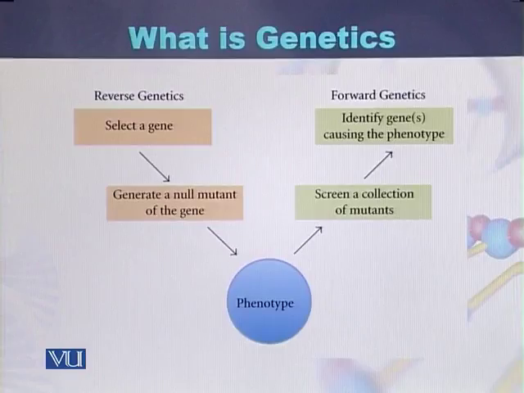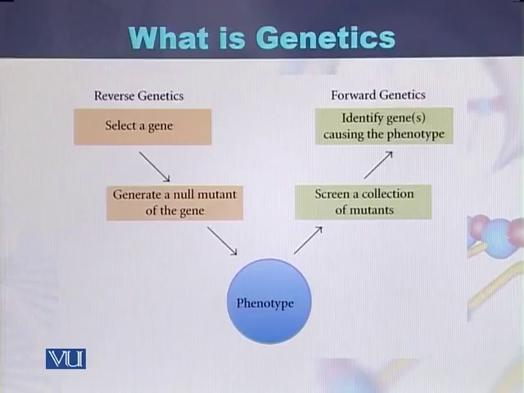Genetics can be studied in two different ways. One way is called reverse genetics, while the second method is called forward genetics. If we want to study genetics in a reverse pattern, then a researcher or geneticist has to select a particular gene, create certain mutations in that gene, and then identify the phenotype based on the mutations that were created in that gene. If this methodology is used, it is called reverse genetics.